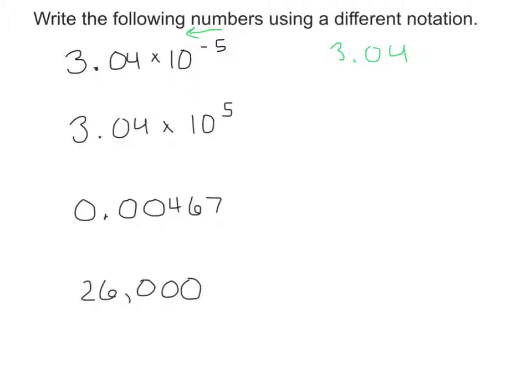Negative exponents means small numbers. In order to make this a smaller number, you're going to want to move your decimal further to the left to create that smaller number. So that's what I'm going to do. I'm going to move it over 5 spaces, and there's going to be a number in each dip, and you'll see what I'm talking about here.